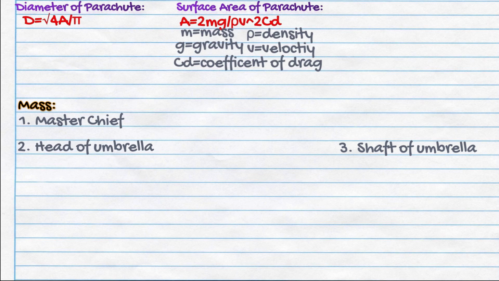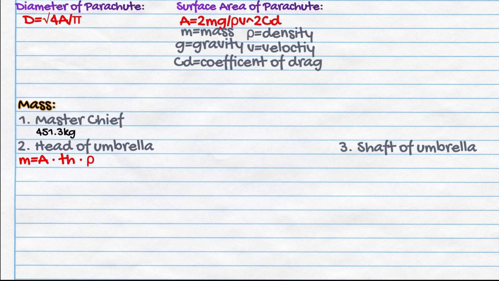Master Chief's the easiest. We just look up his canon mass of 451.3 kilograms. Next, we have the umbrella head. The umbrella head is a little more complex. It is using an equation M equals A times TH times rho. A being our surface area of the umbrella, TH is the thickness of the steel itself, and once again, rho being rho, or density.